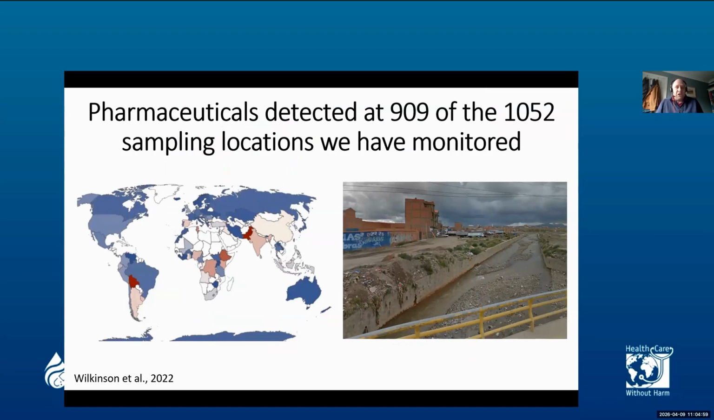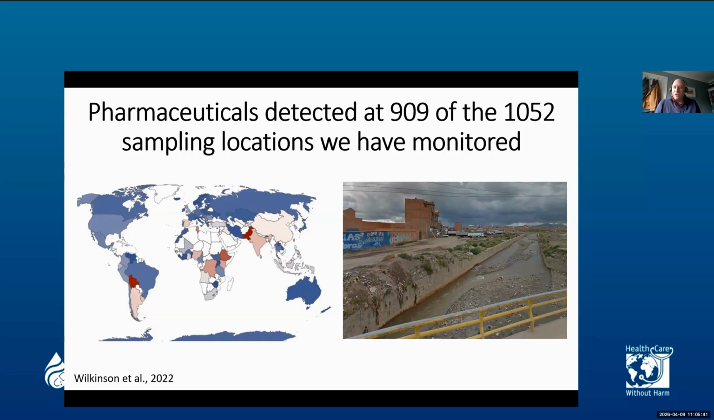So in the late 1990s, the first big monitoring studies around pharmaceuticals in the environment started to appear. But in 2017 and 2018, we led a very big global study to try and understand the scale of the problem. In that study, we monitored 104 countries. We monitored 61 different pharmaceuticals in rivers. And what we found was that pharmaceutical pollution globally is very widespread. We were detecting pharmaceuticals in 909 of the 1,052 sampling locations that we monitored.